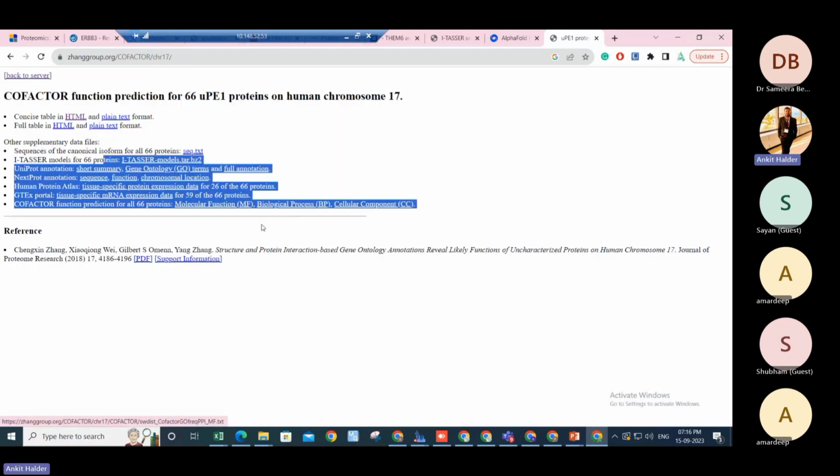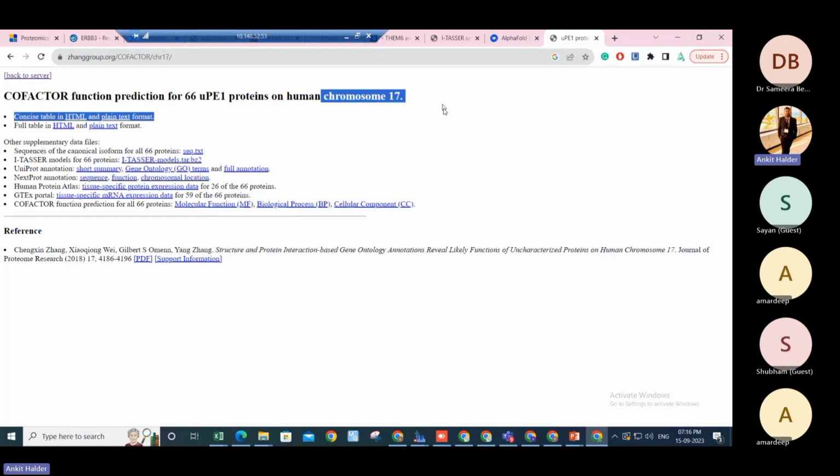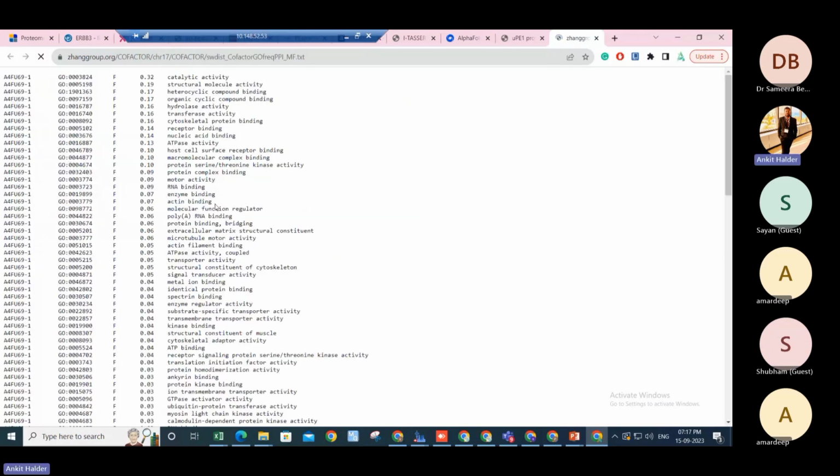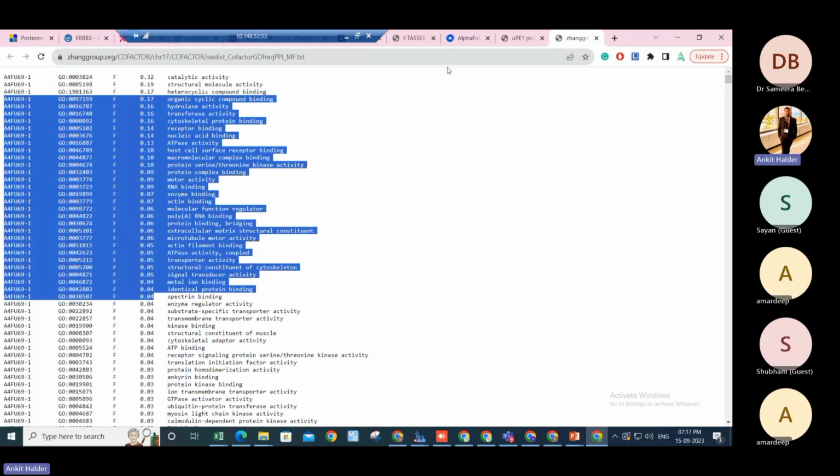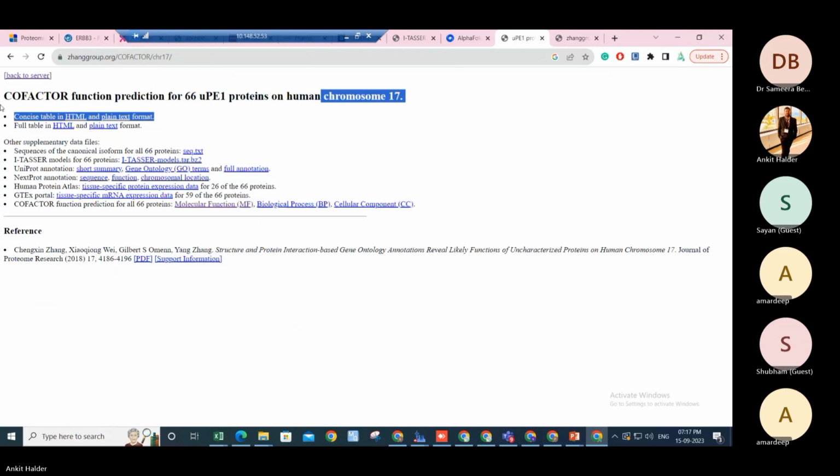Okay, so here they are given. Prediction for 16 on human chromosome 17. This was a kind of project where they have used function prediction for 66 proteins. So you can find it out on the basis of all those. This is how it generally provides you the different components.